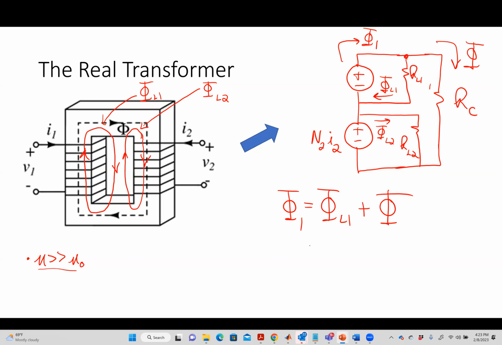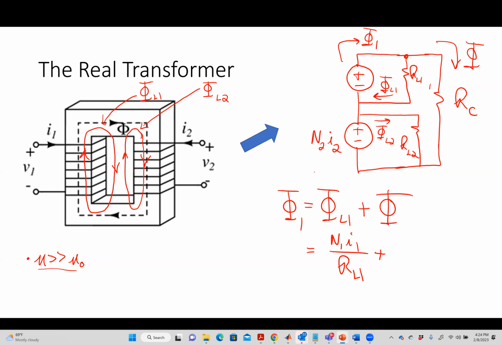phi L1, you should be able to tell me what that is going to be based on that magnetic circuit picture I did there. N1I1 divided by RL1, because I just have a single loop right there, right? So I've got basically just an Ohm's law thing where I can say N1I1 divided by RL1 is that leakage. Okay. And then how do I get the rest of it?